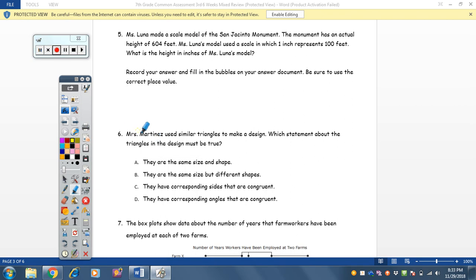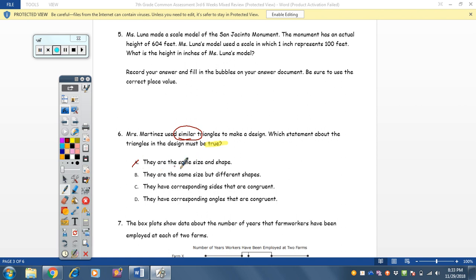All right, number 6 says Mrs. Martinez used similar triangles to make a design. Which statement about the triangles must be true? A: They are the same size and shape. If they are similar, are they the same size? No. Similar shapes are the same shape, different size.